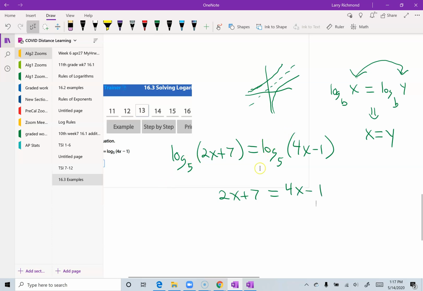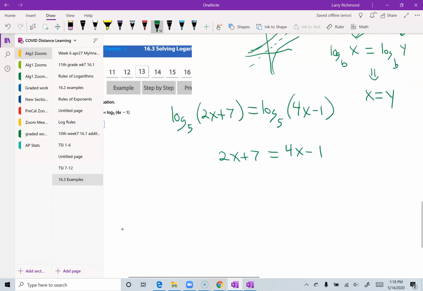If this line is true, it must be true that the inside stuff has to be the same. Log base 5 of something equals log base 5 of something else. The something and the something else must indeed be the same. That probably makes perfect sense to y'all.